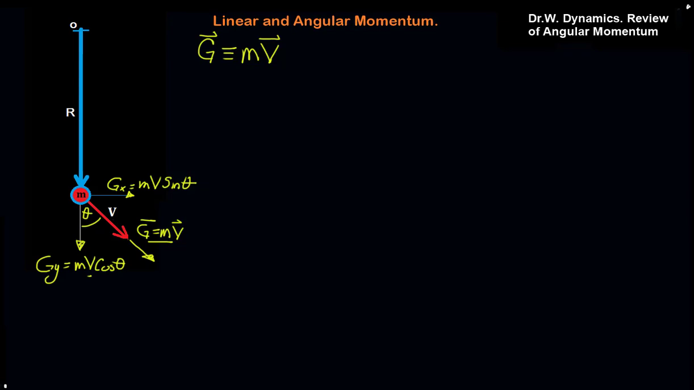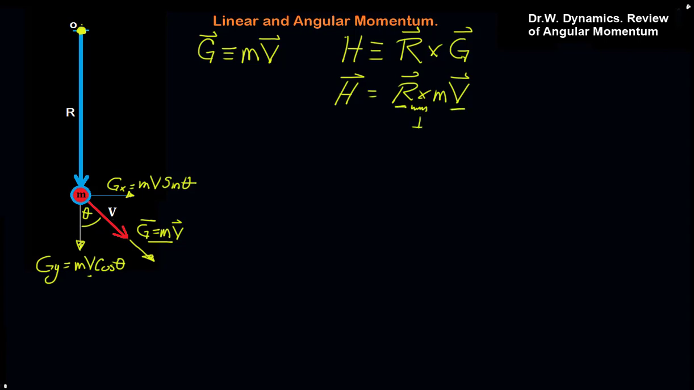If we want to talk about angular momentum, H, it's defined as r cross G. It's the distance from some reference point O, in this case, to the momentum vector G. So for us, H, which is also a vector, will be r cross mv. And the cross product here guarantees that these things are perpendicular to each other.